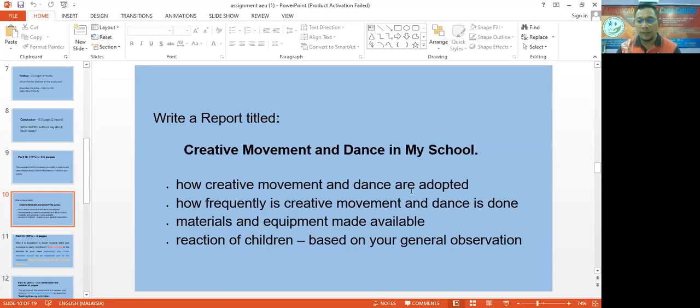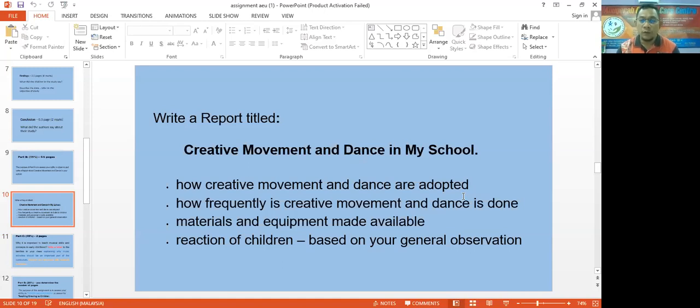How are creative movement and dance adopted? Maybe you adopt them from YouTube, or you create your own. How frequently is creative movement and dance done? You can refer to your timetable, or your school manual.